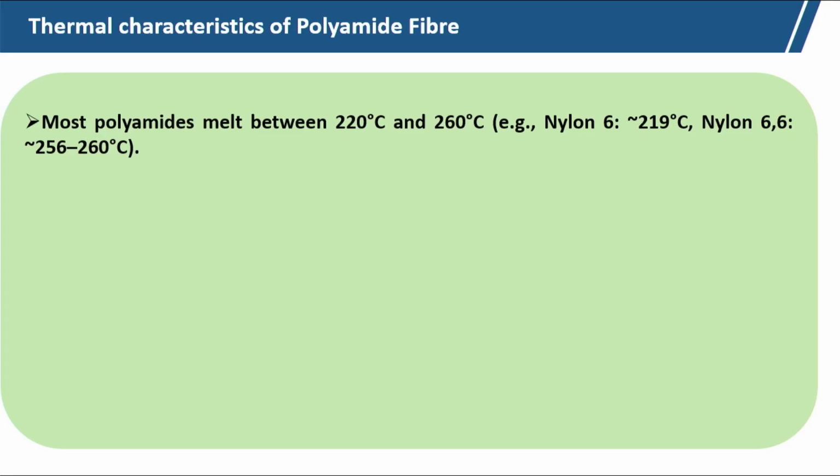Now, thermal characteristics. Most polyamides melt between 220 to 260. Like nylon 6, its melting point is around 220 and nylon 66 it is around 260 degrees Celsius. So, we must select the application based on the melting point also.